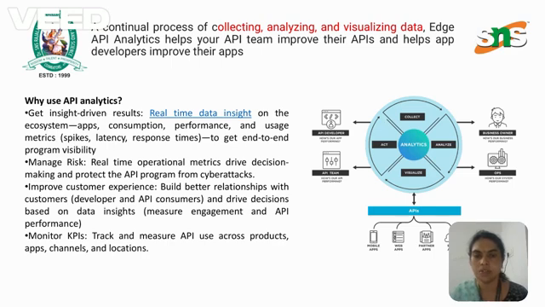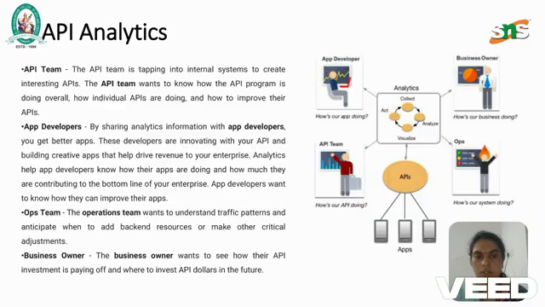It manages risk with real-time operational metrics-driven decision-making to protect the API program from cyber attacks, and it improves the customer experience by building a better relationship with customers, that is, developers and the API consumers, and drives decisions based on the data insight, that is, measures engagement and API performance. Next, it monitors the KPIs, that is, tracks and measures API use across products, applications, channels, and location.